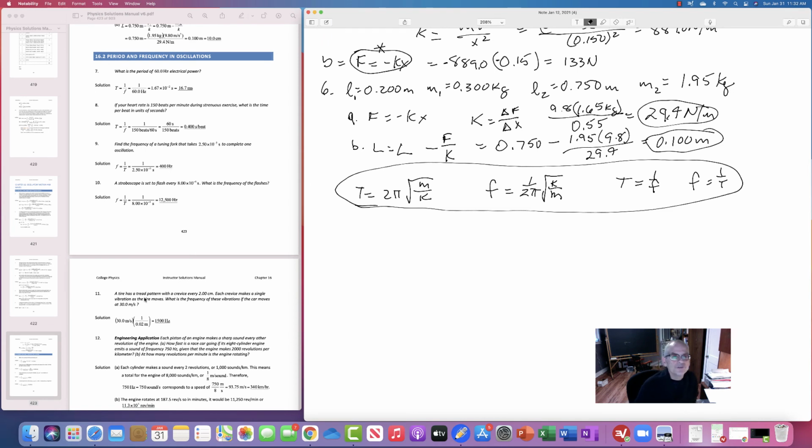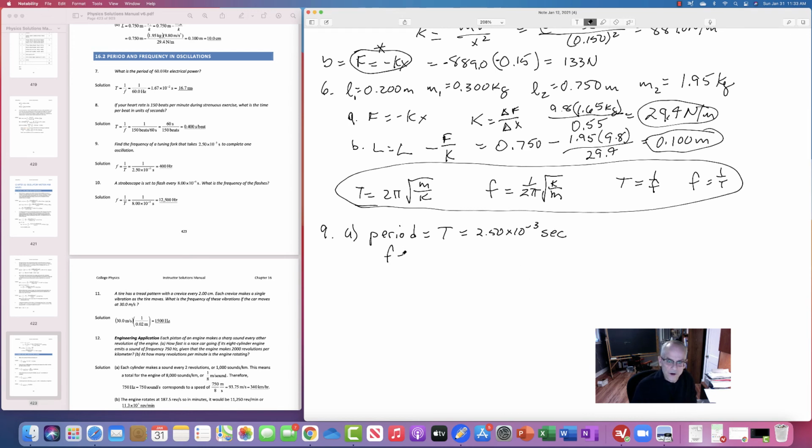Number 9 says find the frequency of a tuning fork that takes 2.50 times 10 to the minus 3 seconds to complete one oscillation. The time it takes to complete one oscillation is the definition of the period. So what it's saying here is the period of this tuning fork is 2.50 times 10 to the minus 3 seconds.